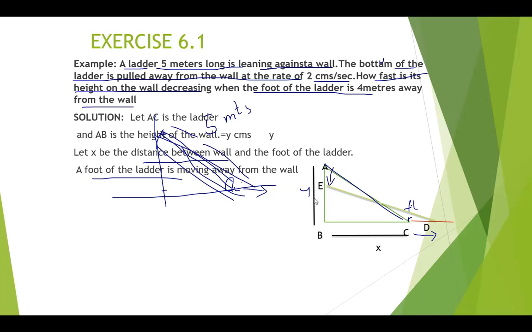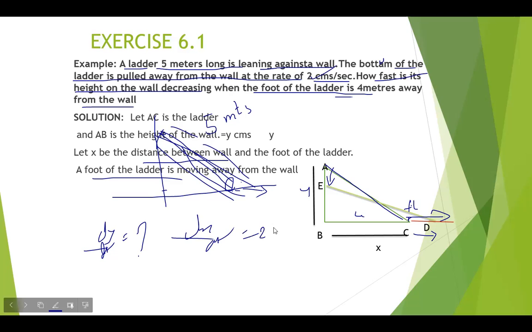Okay, dy by dt, dx upon dt. Then they are given how fast is its height on the wall decreasing. Dy upon dt is how much when the foot of the ladder is 4 meters away from the wall. When the foot of the ladder is 4 meters and it is moving in this direction, means dx upon dt, they have told. Dx upon dt they have given it as 2 centimeters per second.